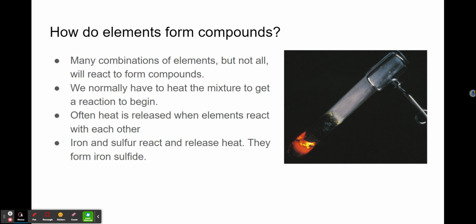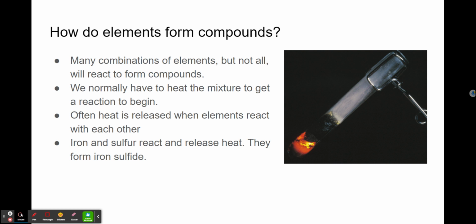So if we want to make a compound, we can take combinations of elements, and most combinations of elements, not all combinations, but many combinations of elements will react to form a compound. Quite often we have to heat the mixture up to get it to react. We can see a picture there of iron and sulfur reacting, and once they start reacting, we can actually take the heat away because they release heat, so they keep reacting, they release their own heat.